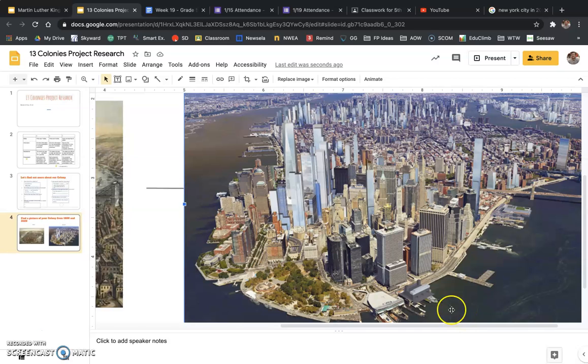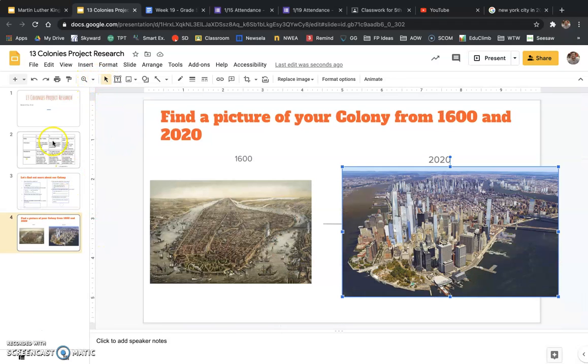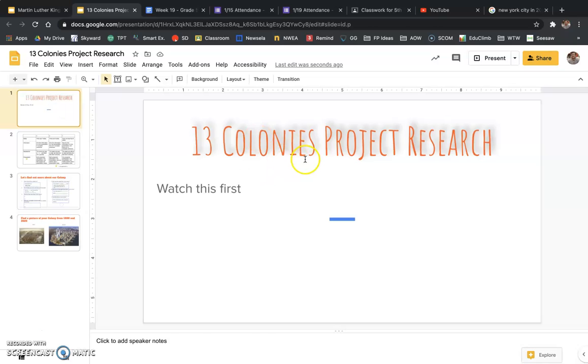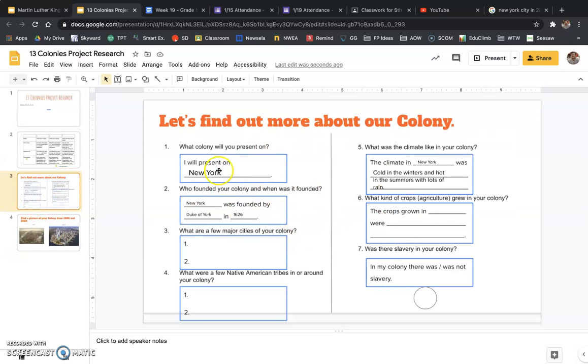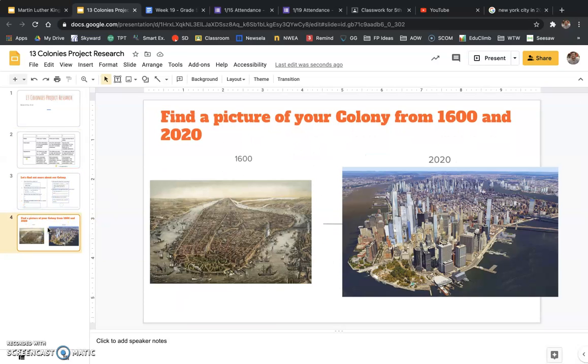Okay, so what we did today is we got started on our research for our 13 Colonies project. We're working on that this week. I gave you the rubric for how I'm going to grade it. We got started on some of the information that we will need. We found some cool pictures. Okay, any questions, let me know. Remember, office hours always at 10:05.